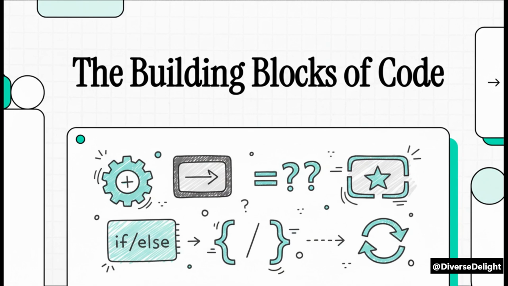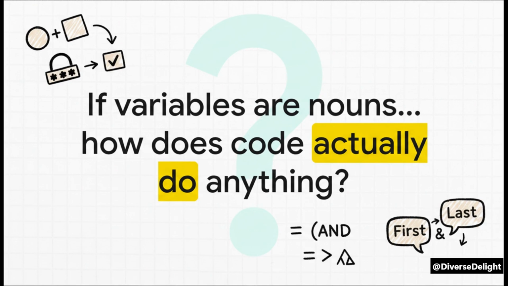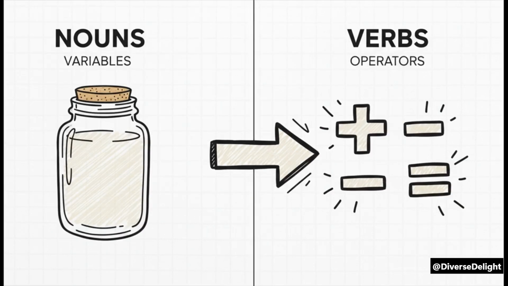Let's get into it. So you've probably heard that variables are kind of like the nouns in programming, right? They're just containers that hold on to information, names, numbers, that kind of stuff. But that brings up a really big question. If variables just sit there holding data, how does a program actually do anything? How does it add two numbers, or check your password, or put your first and last name together? The answer? It's all about operators.